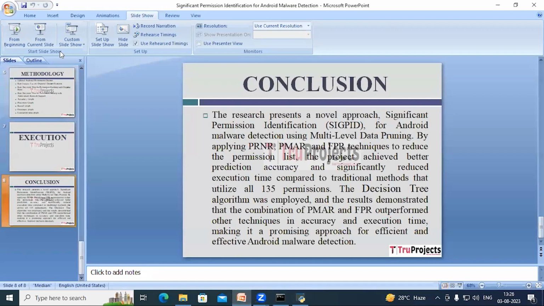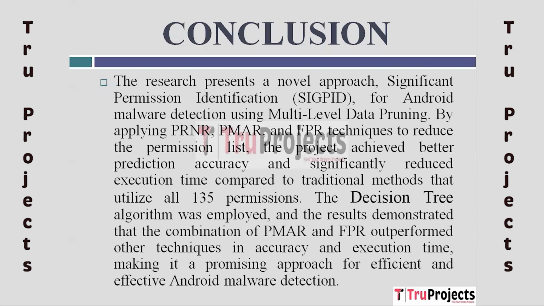The conclusion here is the project describes a novel method called significant permission identification that uses multi-level data pruning to identify Android malware. In comparison to conventional methods that use all 135 permissions, the project improved prediction accuracy and significantly decreased execution time by applying PRNR, PMAR and FPR techniques to reduce the permission list. The PMAR and FPR combination outperformed other techniques in accuracy when the decision tree algorithm was used, making it a promising strategy for quick and accurate Android malware detection.